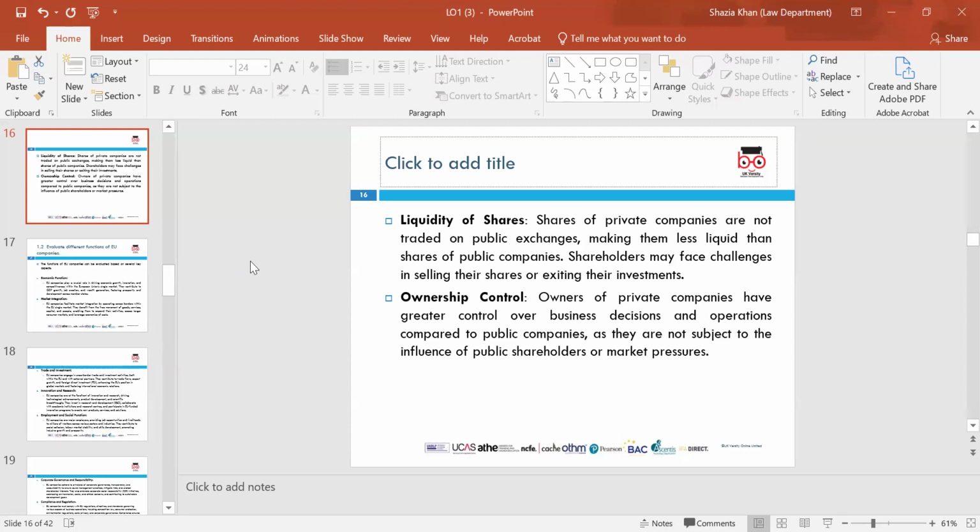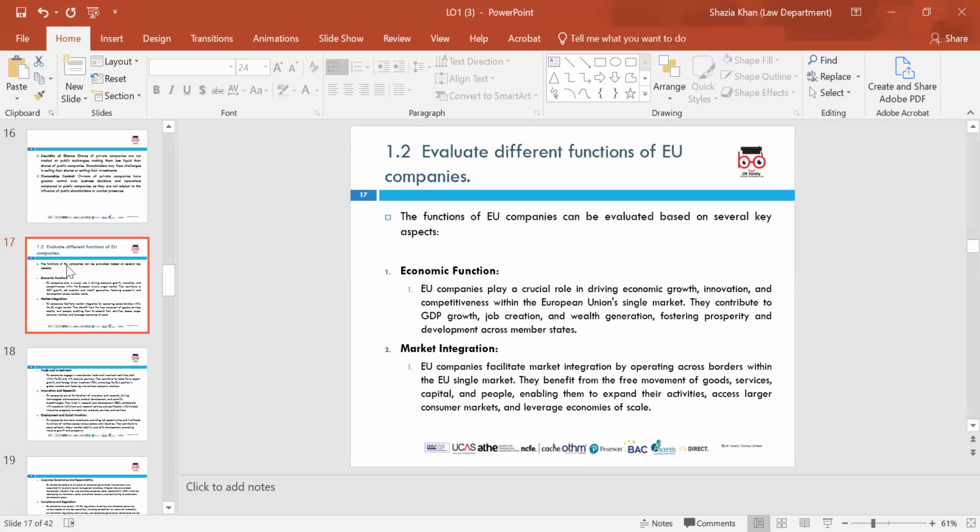So it's more to do with the public shareholders. And in a private company, they have control of their own shares or any sort of business decisions or operation of the company. Whereas in a public company, it's more the shareholders, as the shares are available to the public. So 1.2, evaluate different functions of EU companies.